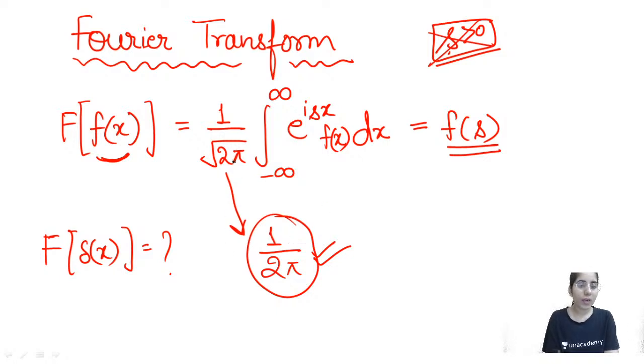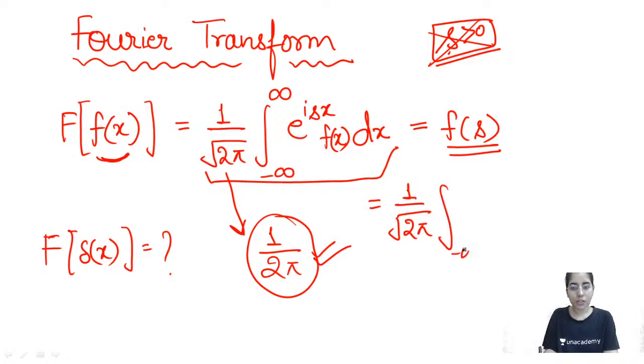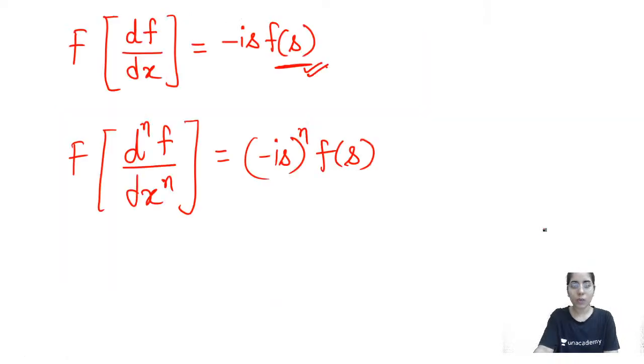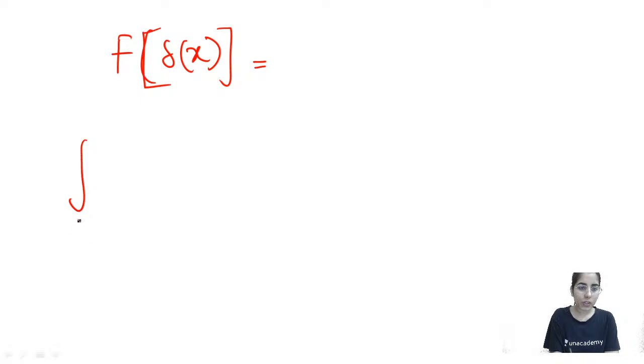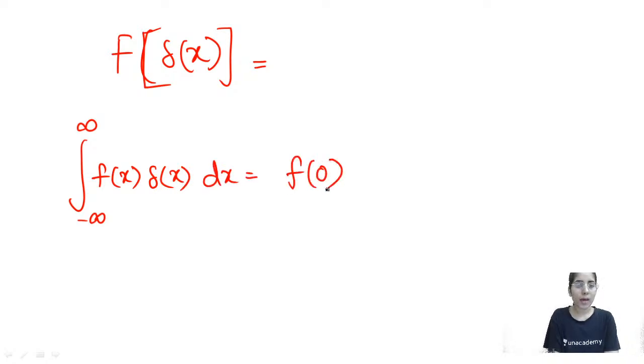What will be the Fourier transform of the Dirac delta function? See, here if we consider the main formula with 1 upon root 2 pi, which is the general formula, let's write it here: 1 upon root 2 pi, integration from minus infinity to plus infinity, e to the power iota s x, delta(x) dx. As per the property of the Dirac delta function, we all know that the integration from minus infinity to plus infinity of f(x) delta(x) dx will be equal to f(0). Why? Because here I have taken delta(x minus 0).